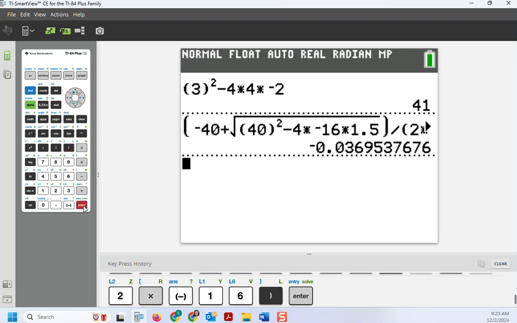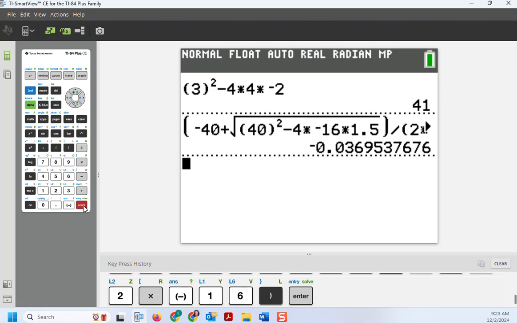I get a negative answer. I get negative 0.0, that's going to round to negative 0.037. Now, do you think it's going to be negative time for the ball to hit the ground? Does that make sense? No. So there's two answers, but in the real world context, often only one of them makes sense. So that's probably not the answer I want.